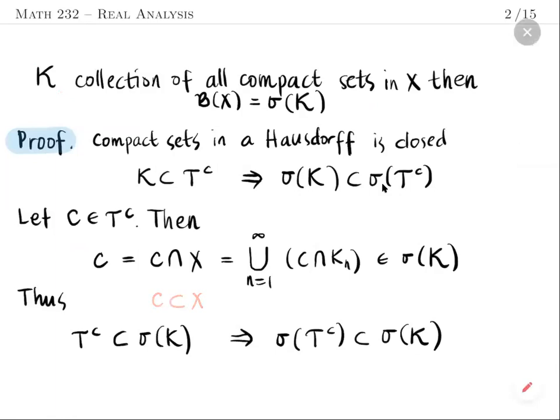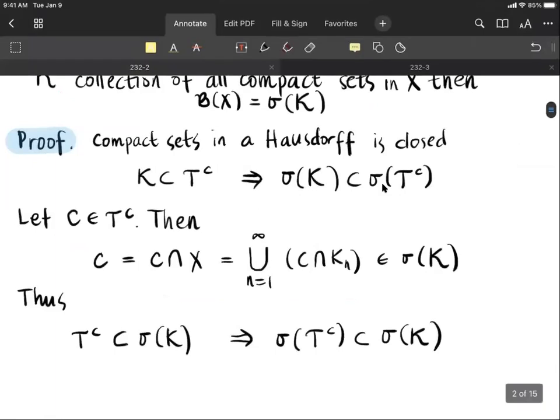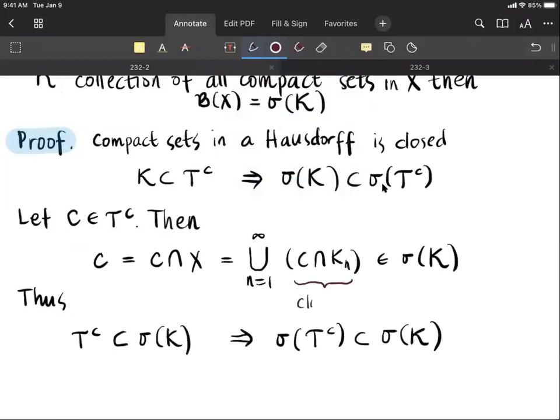And by assumption, X is sigma compact. So X is the union of the compact sets K sub n. And by the distributive property of set union over intersection, we have this equality here. Okay. Now, we know that this is a subset, in fact a closed subset, of the compact set Kn.